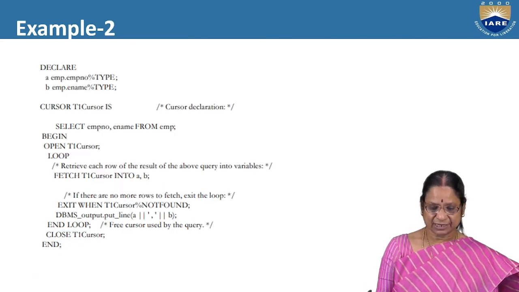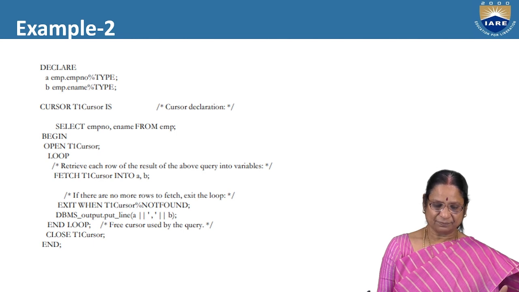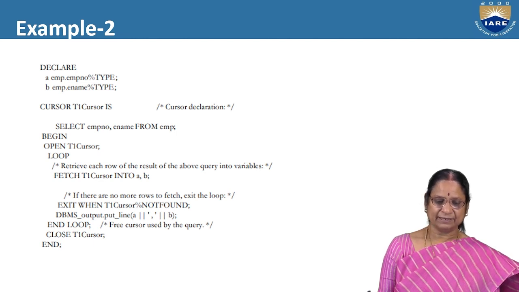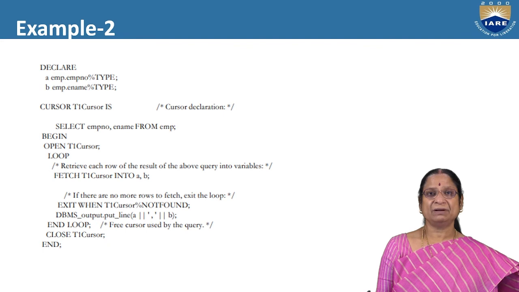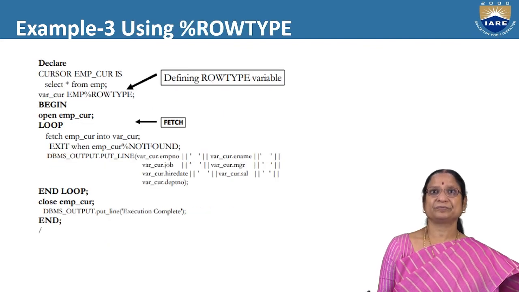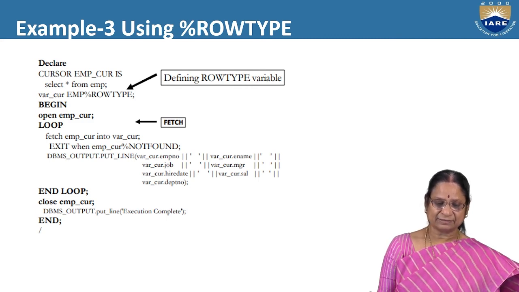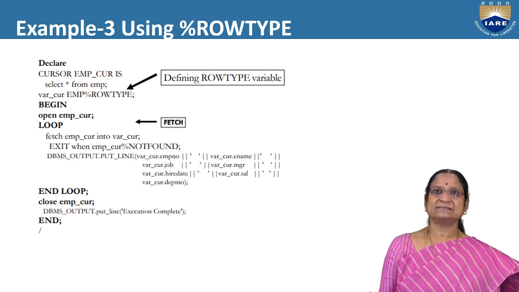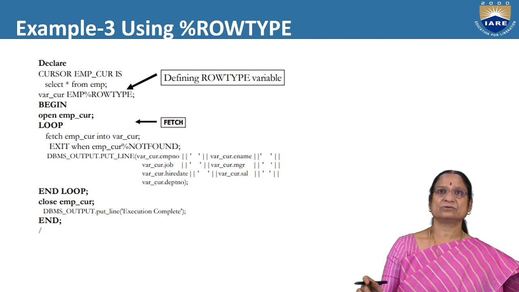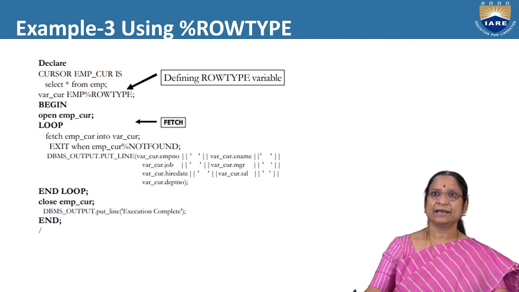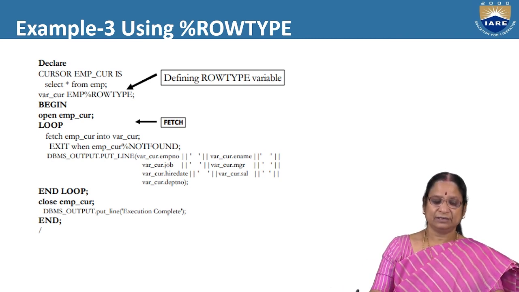Another example is also there, similar to that. Exit when cursor not found, and we are printing by separating A and B. Employee name and number we are printing as it is. And also we would like to print by using row type. We are defining a row type, EMP cursor, EMP%ROWTYPE, meaning the variable consists of all row values, whatever the row columns are there, those are going to be declared.